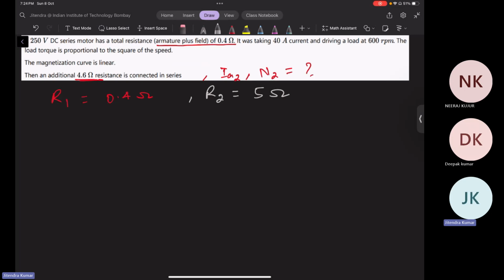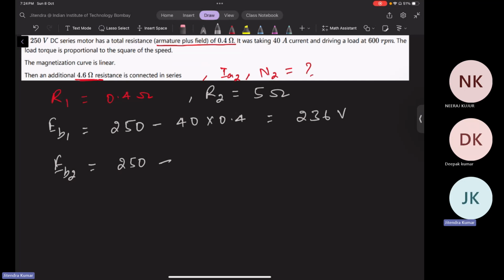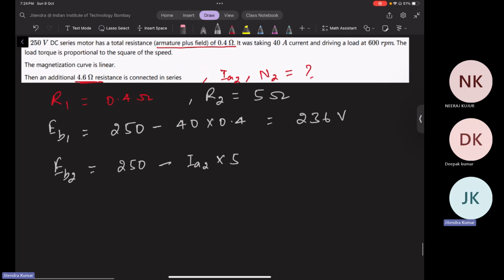Now again, to find the speed, we must be aware of the back EMF for both conditions. So EB1 will be equal to 250 minus 40 into 0.4, so it will be 236 volt. Now what will happen to EB2? EB2 will be equal to 250 minus Ia2 into 5. We don't know Ia2 because, of course, the torque has changed, so the current will also change. And in this case, we have added an additional resistor as well, so that will completely change the scenario.